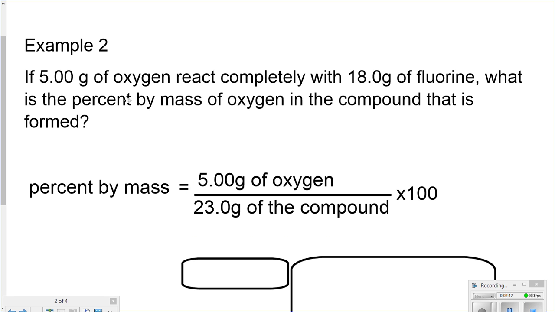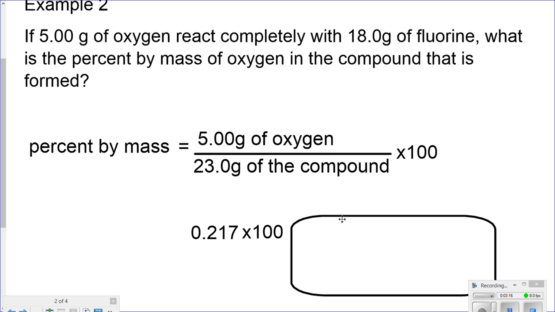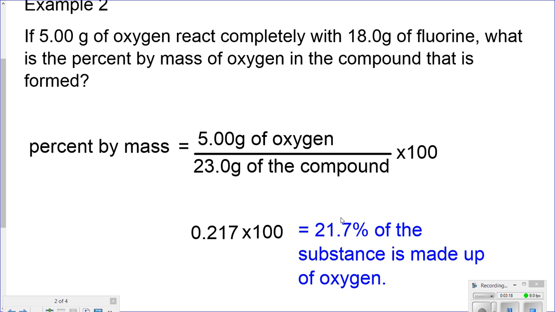Therefore, the question says what is the percent by mass of oxygen formed? Oxygen is only 5 grams, divided by my total mass. My total mass is the fluorine 18 plus my oxygen, which is 5. That gives me 23.0 grams of the compound. Plug that into the calculator, and it gives me that 5 over 23 is 0.217. Now I need to find the percent, times 100.